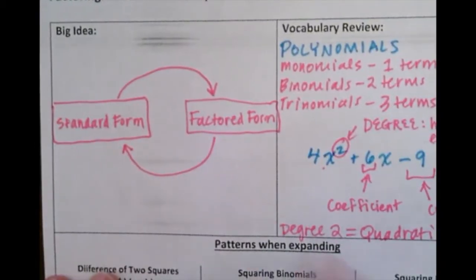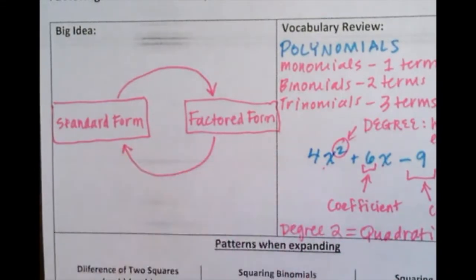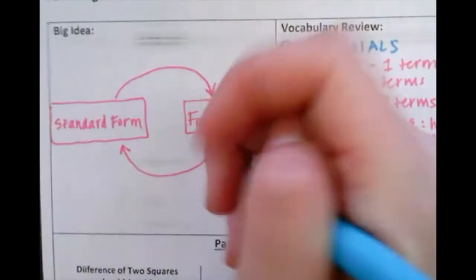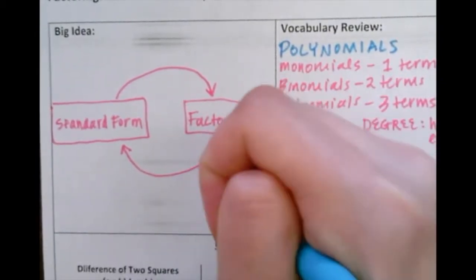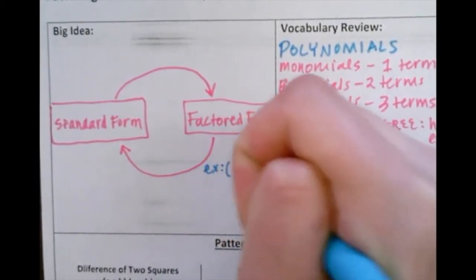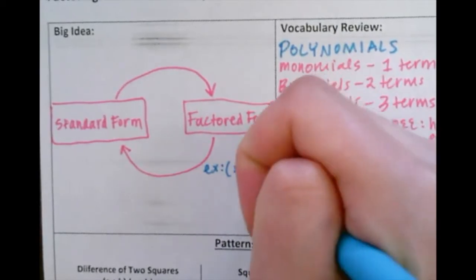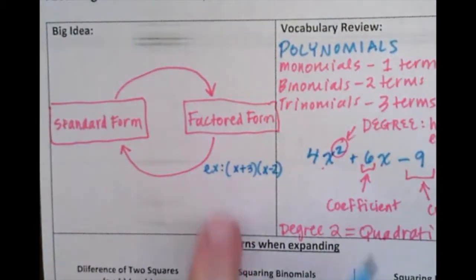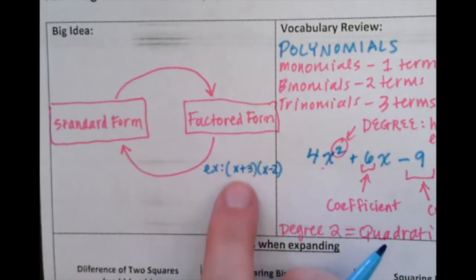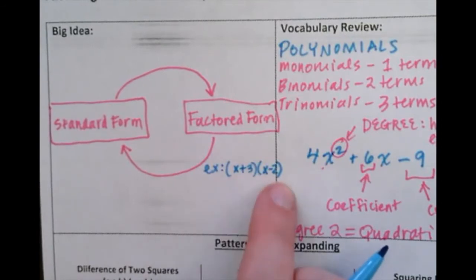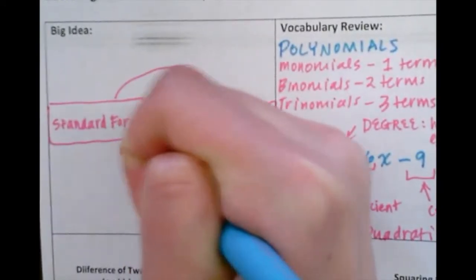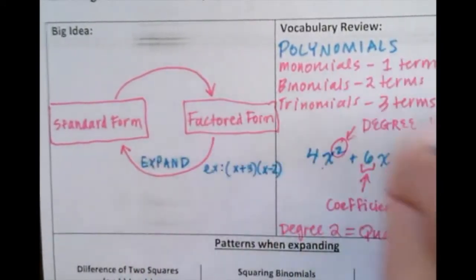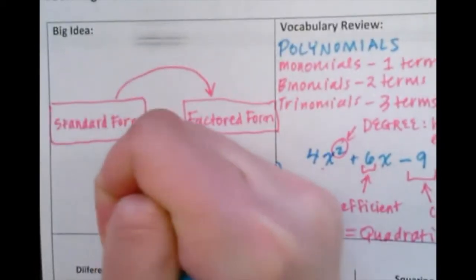So to go from factored to standard, this is what we have been doing. I'm going to give you guys a quick example. That's like saying, okay, two binomials being multiplied. This would be a factored form because two factors are being multiplied. So you have two factors, x plus 3, x minus 2 being multiplied. So to get it into standard form, we call this process expanding, but it's also multiplying, right?